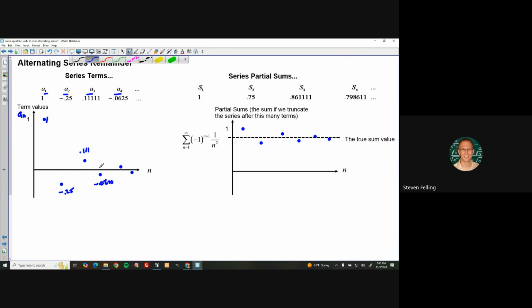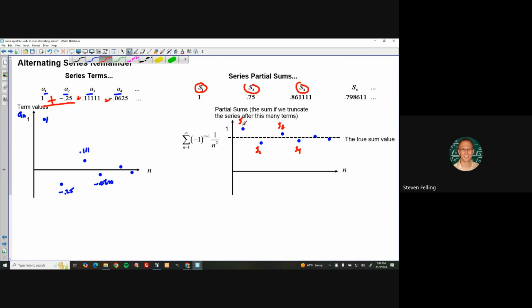So they're alternating around, getting closer and closer to zero. The partial series sums, so if I include one term, this sums to 1. Then when I add these two together, I have a partial sum of 0.75. So this starts at 1, this is S1. This is S2, which is at 0.75. S3 is when you sum up 3 terms, and that sums to 0.866, so this is S3. S4 is if you sum up the first 4 terms, and so on.